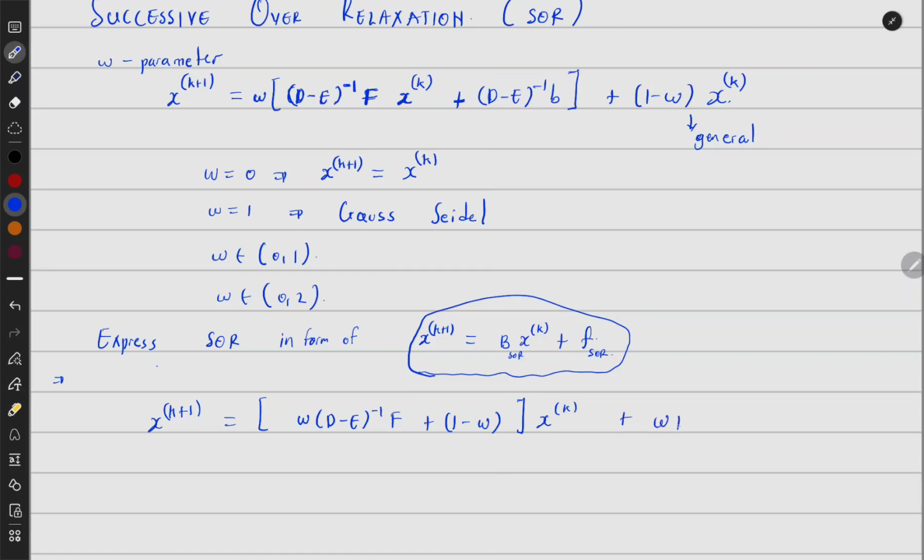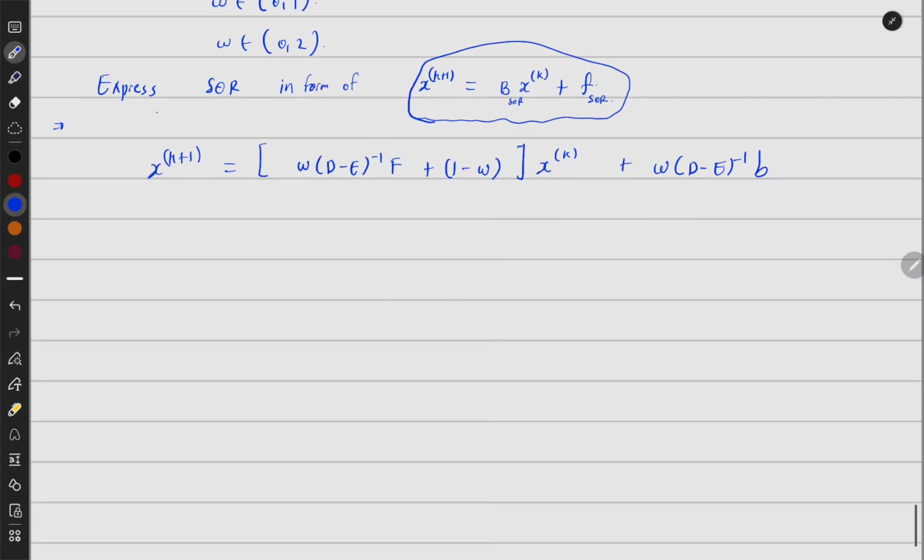plus omega times (D - E) inverse b, something like that. Then we can proceed to convergence.